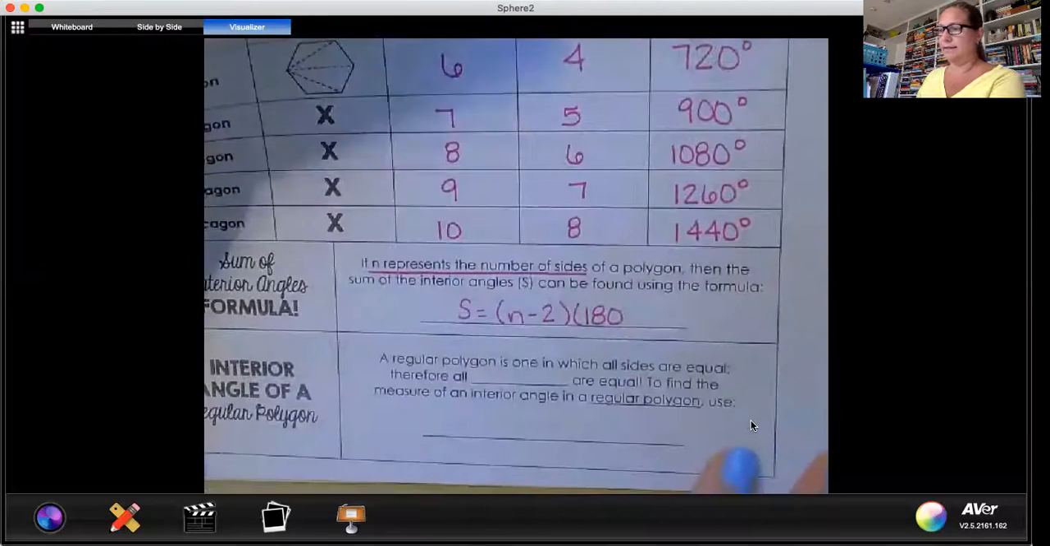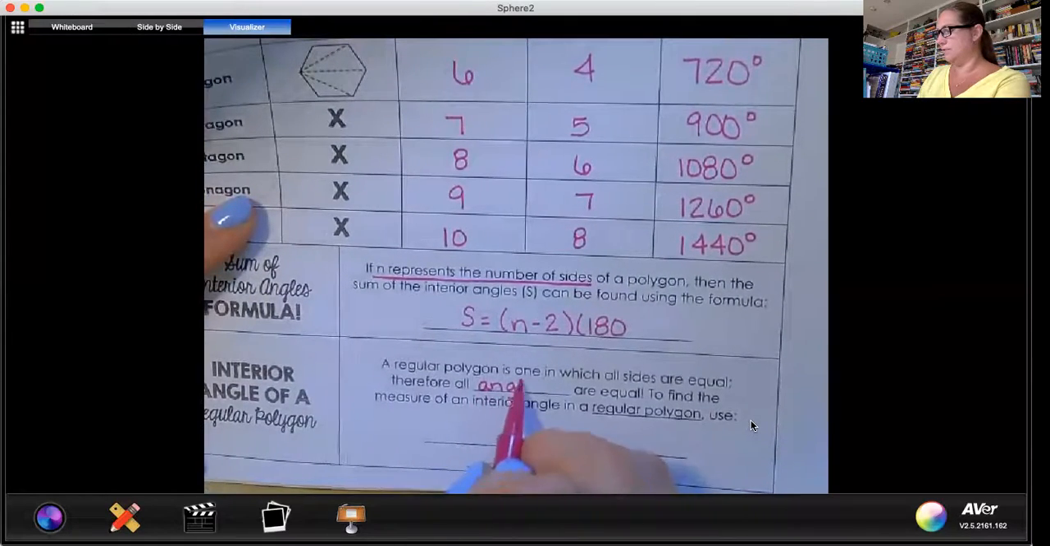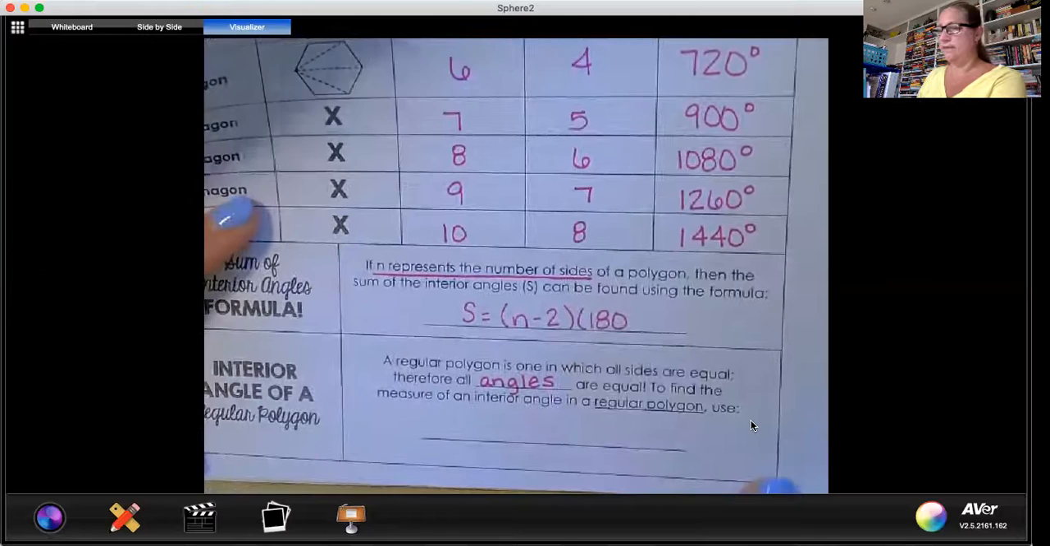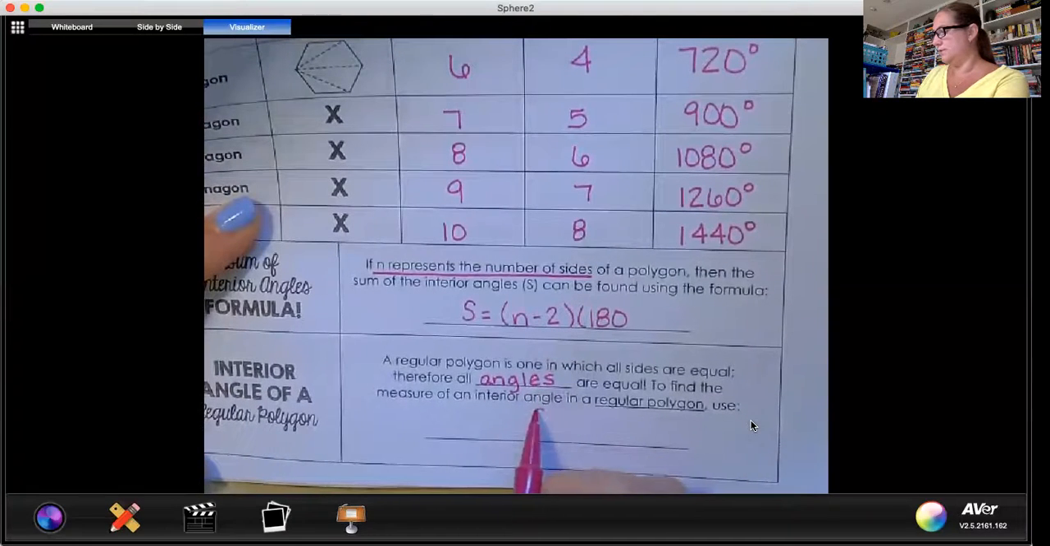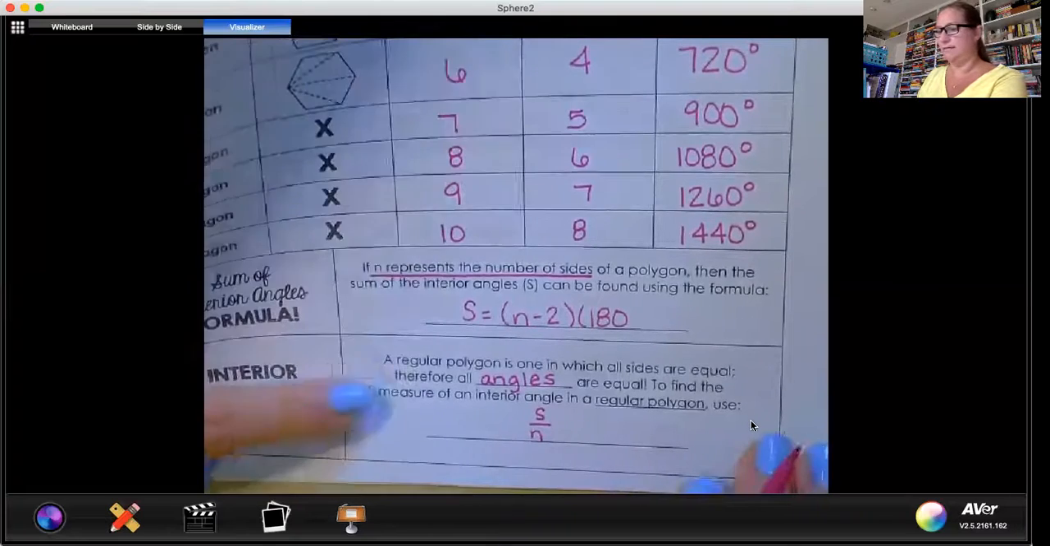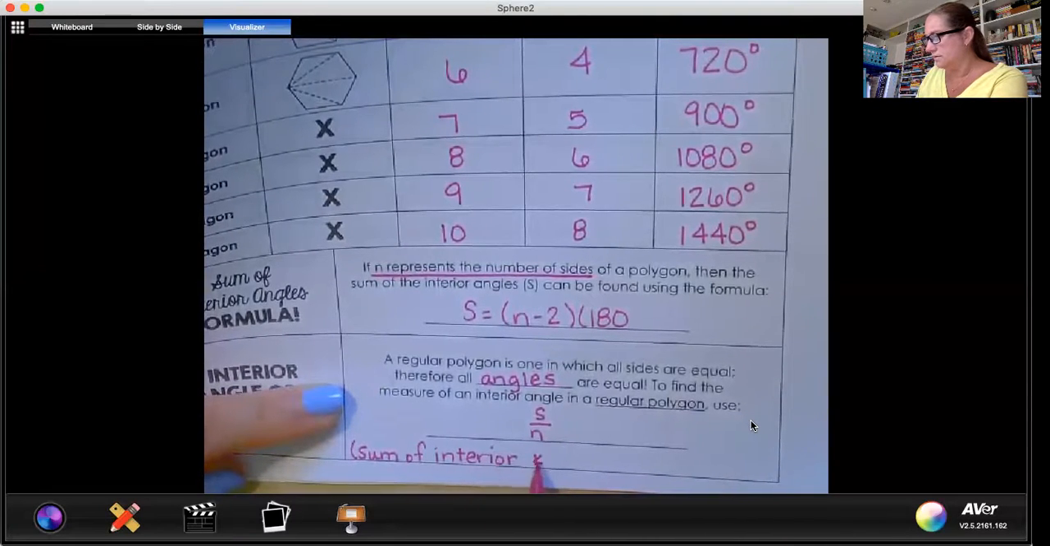A regular polygon is one in which all sides are equal, therefore all angles are equal. To find the measure of an interior angle in a regular polygon, use S divided by N. That is the sum of the interior angles, that's the symbol for angles, divided by the number of sides.